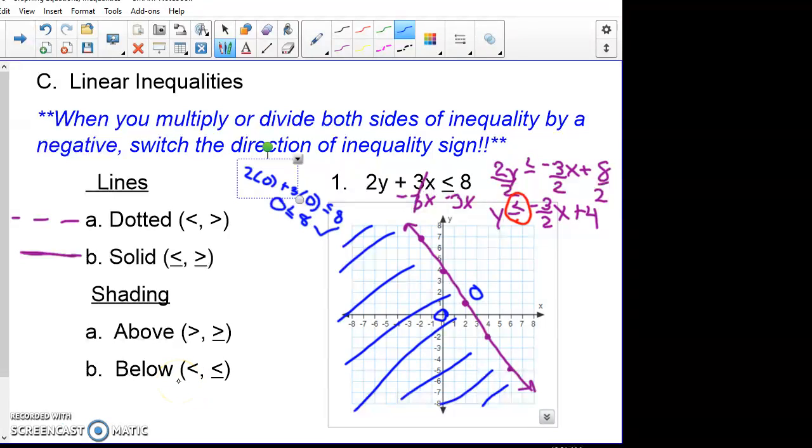If we were to pick this point here, (3, 3), what would happen? We'd have 2 times 3 plus 3 times 3 is less than or equal to 8. 2 times 3 is 6 plus 9, that's 15. 15 is not in fact less than 8. So again, confirming where that shading should go.